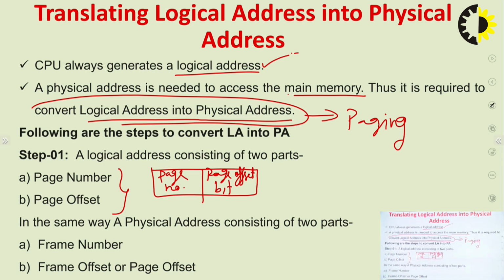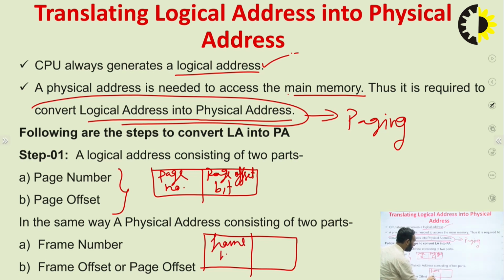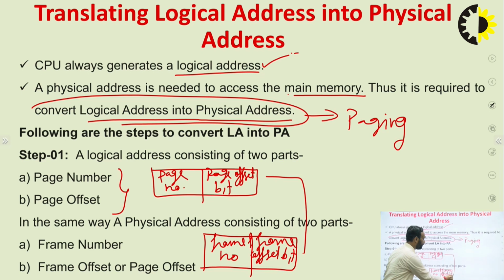Similarly, a physical address is also divided into 2 parts. The first one is the frame number and the second one is the frame offset bit. One thing to remember here: the offset bit will remain the same in both cases. That is the actual content required by the CPU, but the page number and the frame number differ.